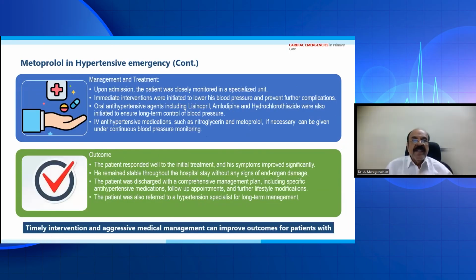So between emergency and urgency, the difference is end organ damage. With hypertension and end organ damage, we call it a hypertensive emergency. If there is no end organ damage, we call it hypertensive urgency.